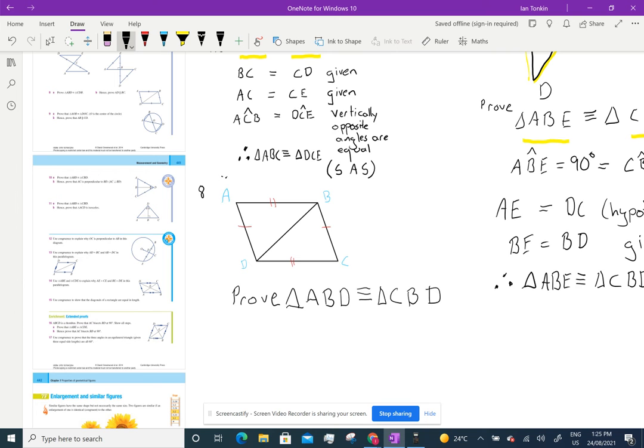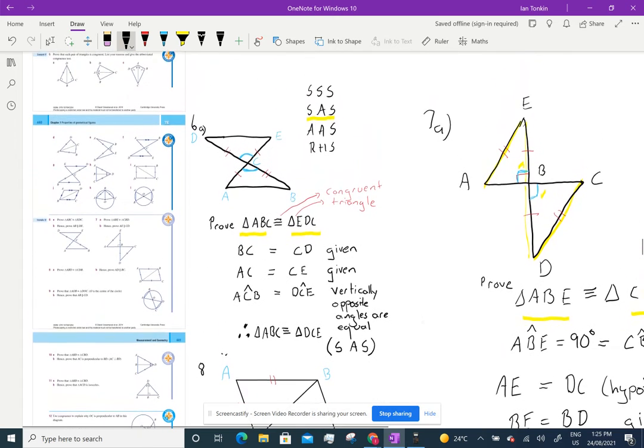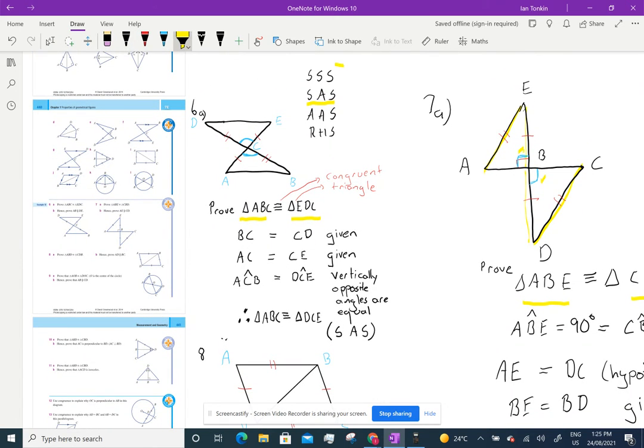Right. So, what do we know? What rule are we going to use? We've got a choice of these four up here, remember?